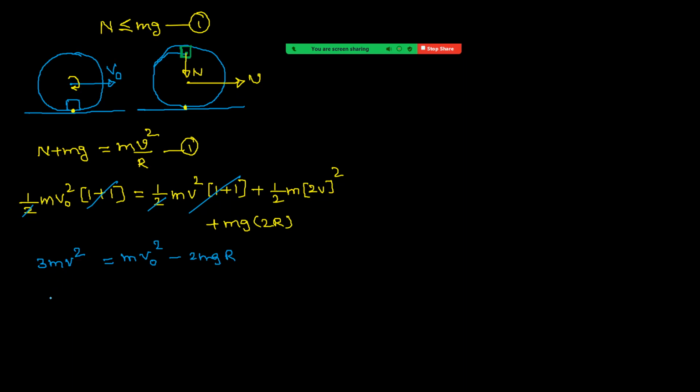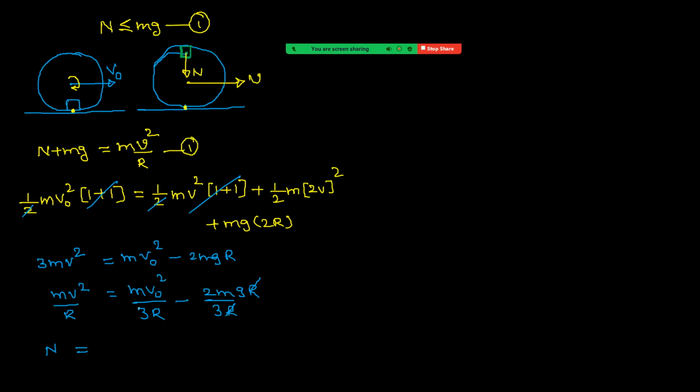So we want mv square by r. I will calculate directly first of all mv square. mv square equals m v naught square by 3 minus 2mgr by 3. Next, we want mv square by r, so I'm dividing both sides by r. And here r. R cancels. Right. Now see what is the N value.